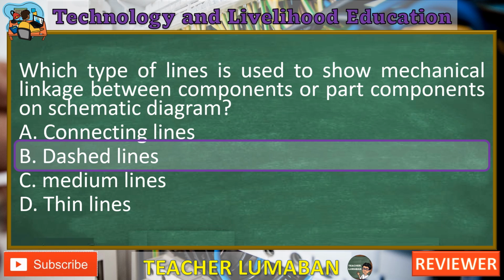C. Medium lines. This term isn't standard in the context of schematic diagrams and doesn't specifically refer to any particular type of line in common usage. D. Thin lines. These can be used for a variety of purposes, including dimension lines, leaders, or less significant connections, but they are not specifically indicative of mechanical linkages. Thus, for indicating mechanical linkages between components in a schematic diagram, dashed lines are used, making B, dashed lines, the correct answer.